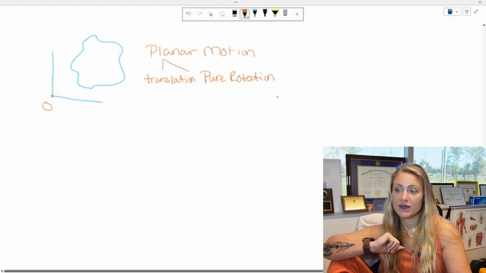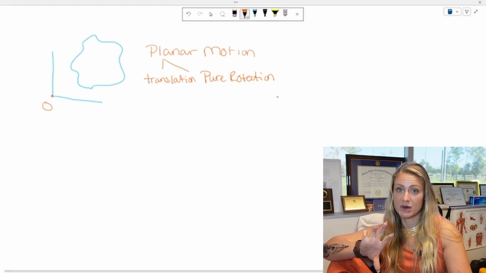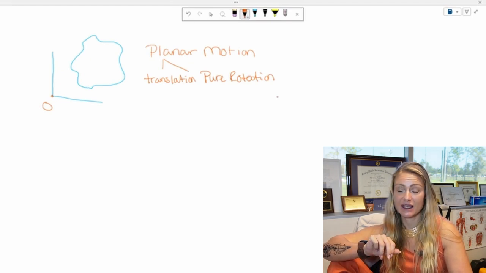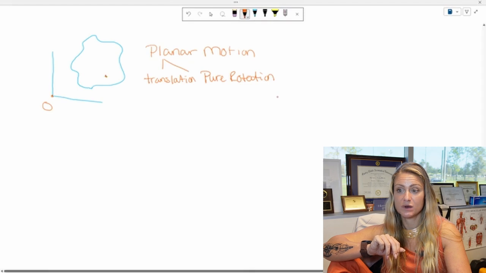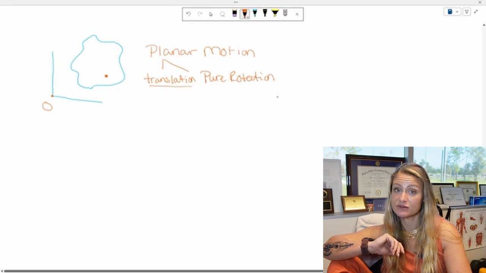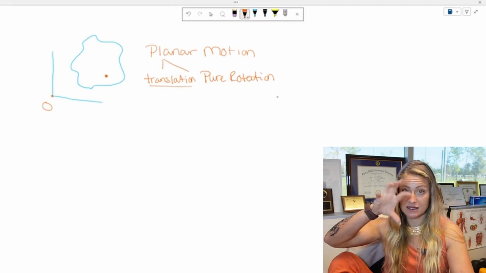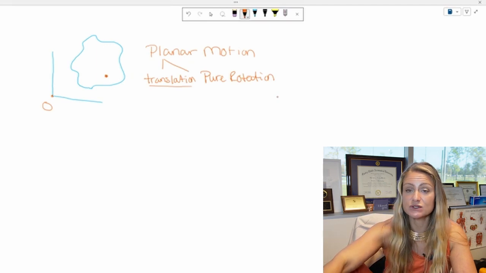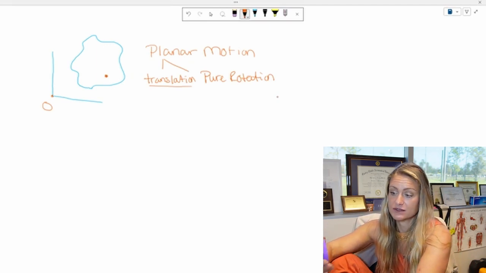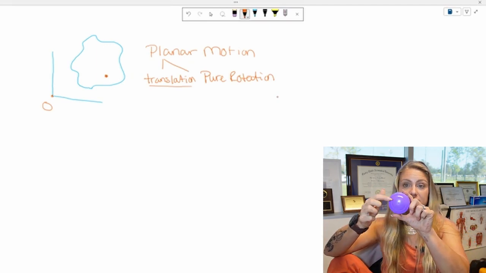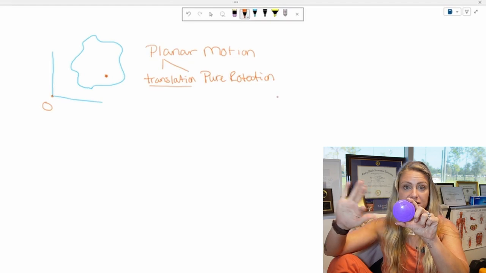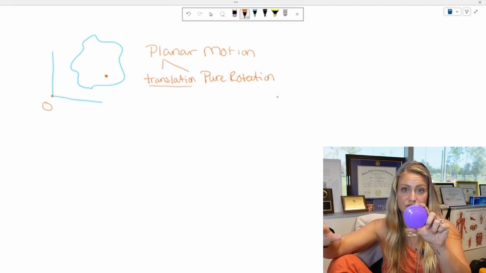So if I want to fully describe the body, it is said that if you can describe one point on the body, then you have fully described translation. And that's because of the definition of translation of a rigid body. Every point inside of a rigid body is going to stay that length. Like here, all of the distances between these particles are fixed. It's constant. They're never going to change, okay?